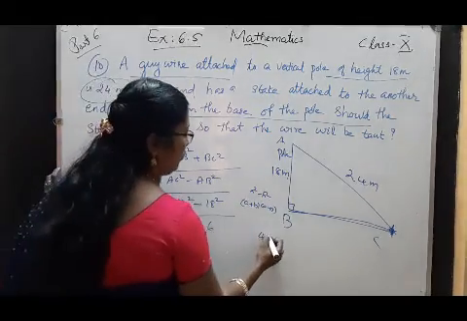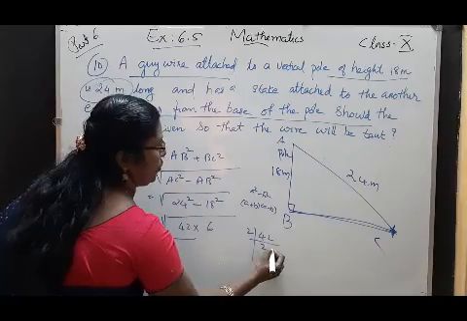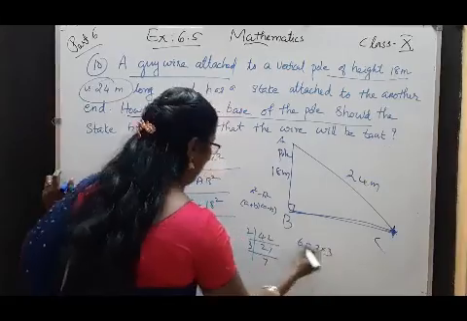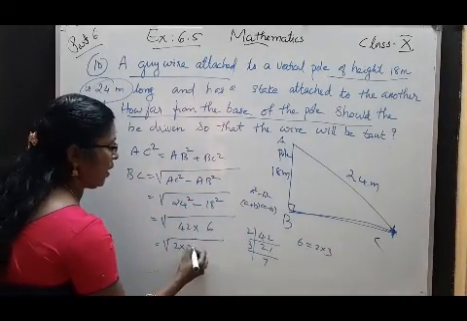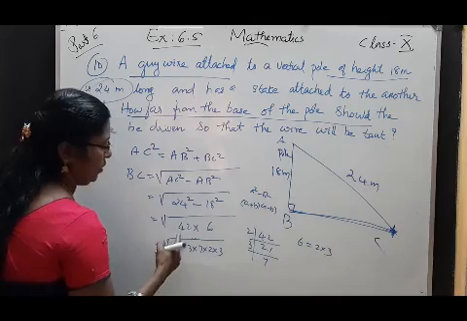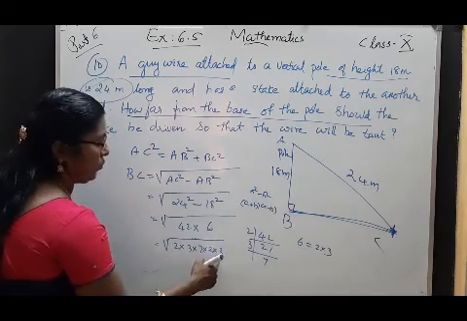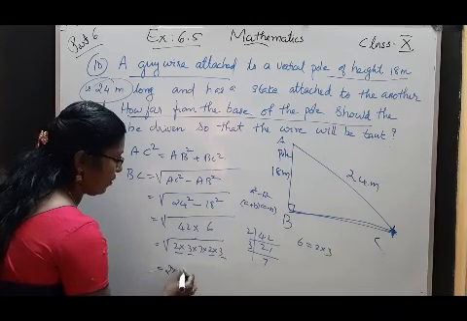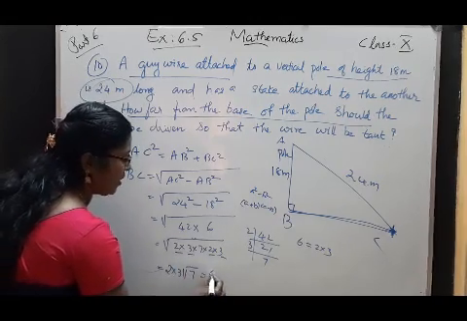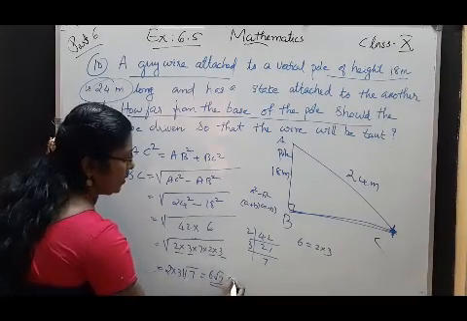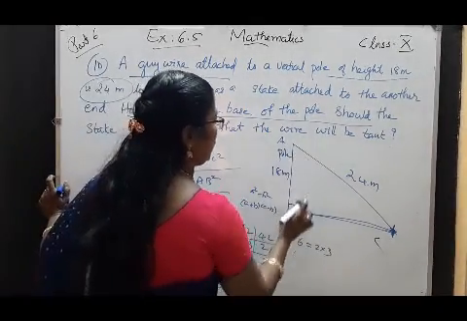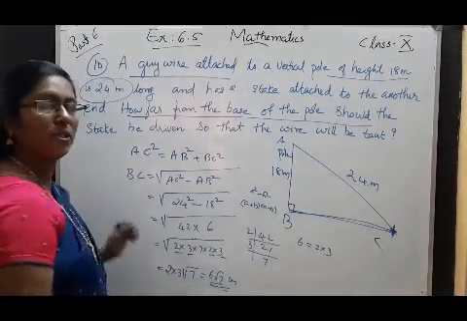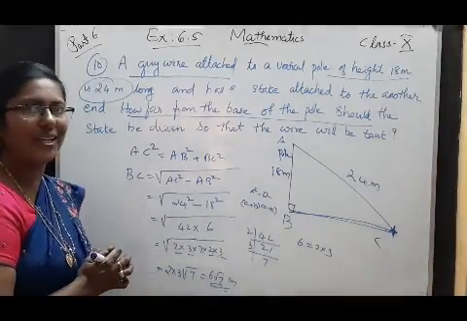Then 42, how to factorize 42? 2, 21, 3, 7. This 6 is 2 into 3. So, write this as 2 into 3 into 7 into 2 into 3. This 2 and 3 are pairs. So, take 2 into 3 outside the root, the remaining is 7. That is 6 root 7 meter. The distance between the foot of the pole and the stake is 6 root 7 meter. Okay, clear?